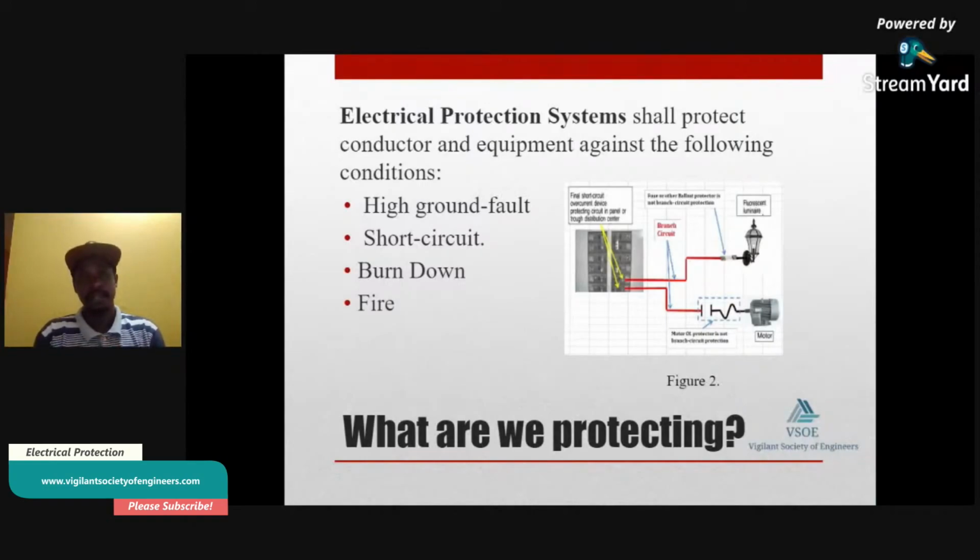So the path which the current would normally flow is diverted. And burn down is what would be caused by a short circuit situation as well, where the circuit would basically go up in fire due to the electrical hazard that is being presented. So a protection system is designed against conductors leading to fire or burn down.